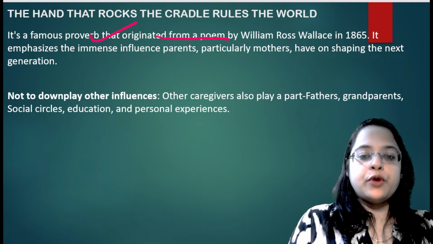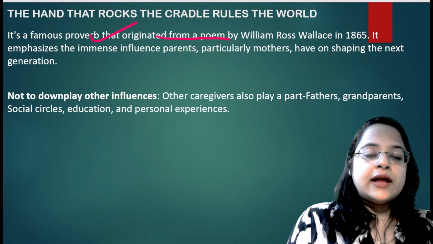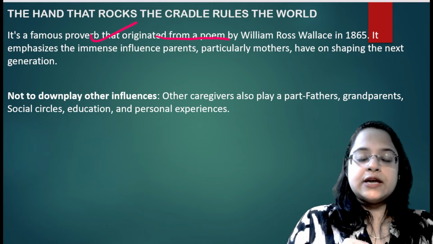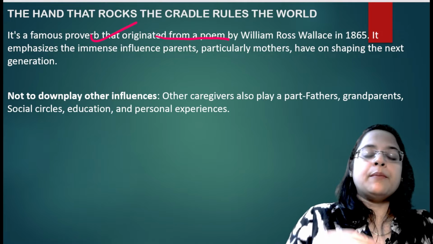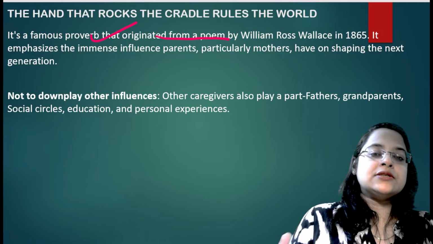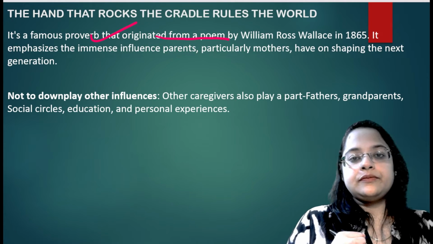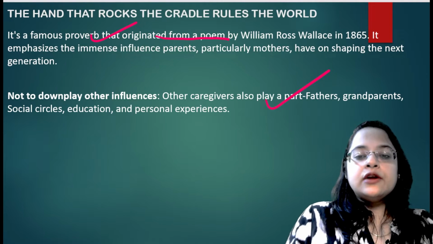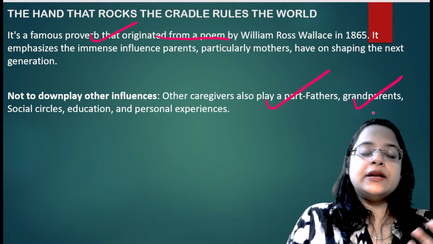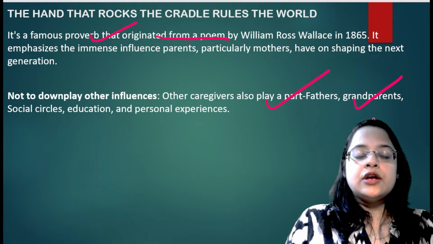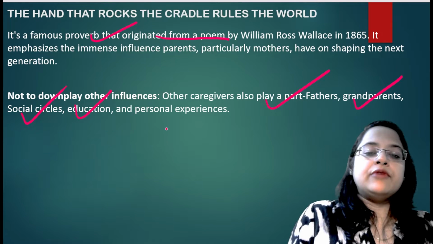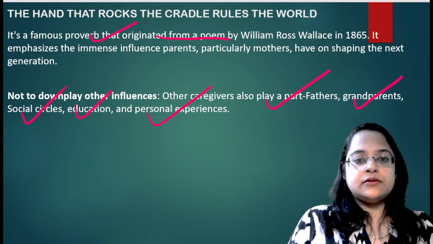This is a very old poem, and this emphasizes the fact that during that time the mothers had a larger role to play in the nurturing of the child, in shaping the next generation. But in today's time we cannot downplay the other influences which the child has in his or her nurturing. We cannot ignore the role of fathers in the nurturing of the child. We cannot ignore the role of grandparents. We cannot ignore the social circle. We cannot ignore the education. And we cannot ignore the personal experiences of the child.